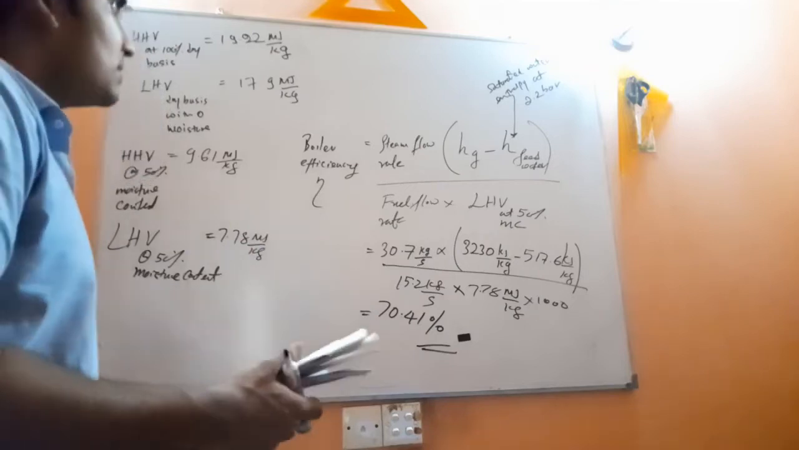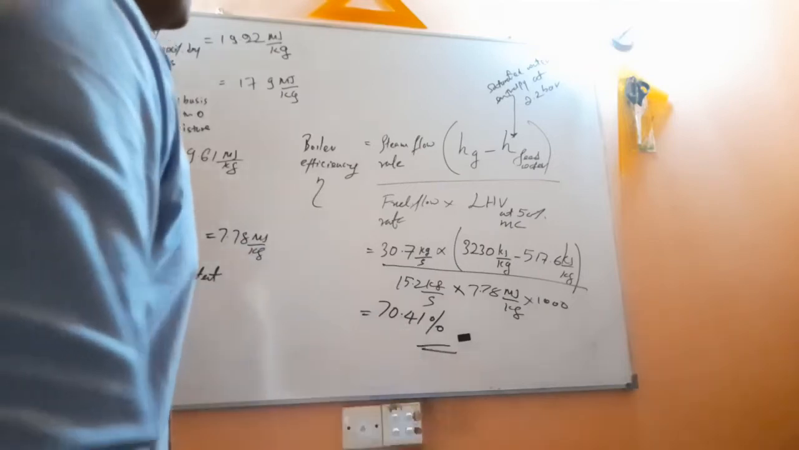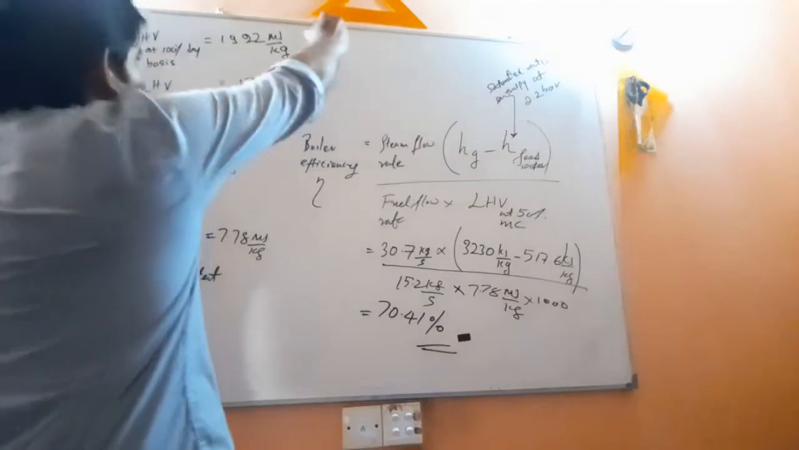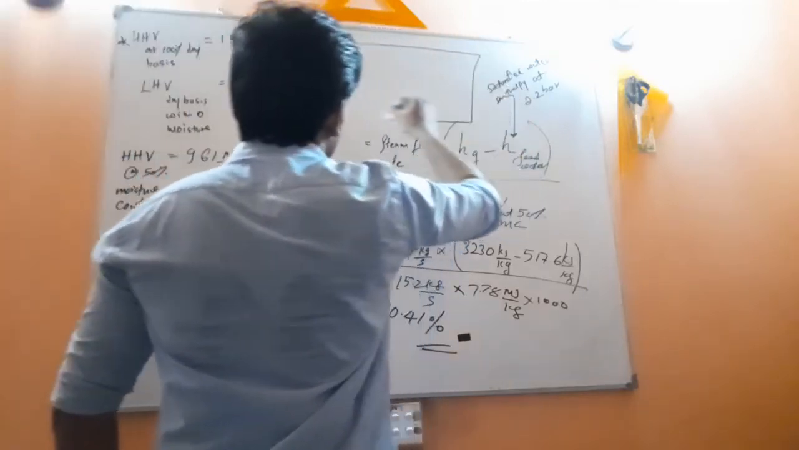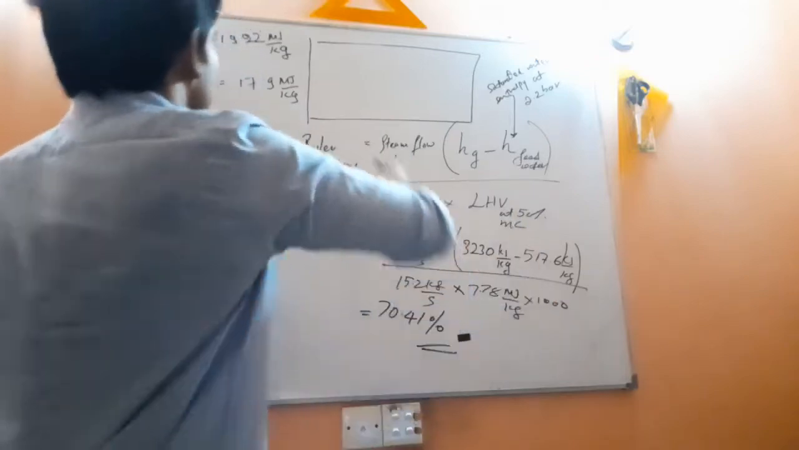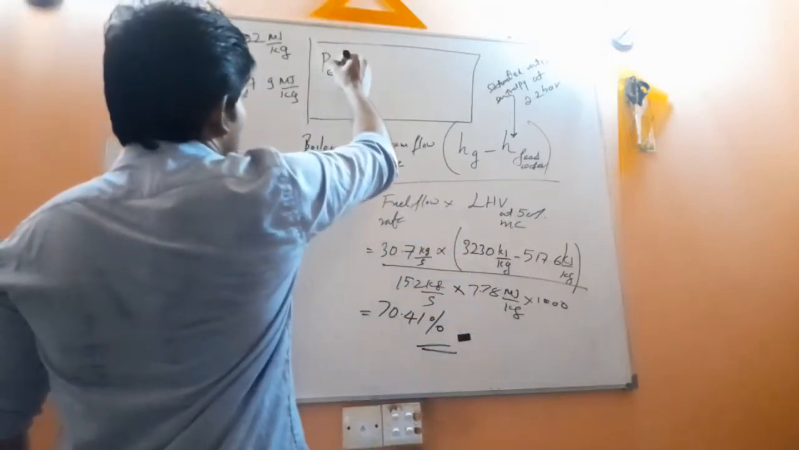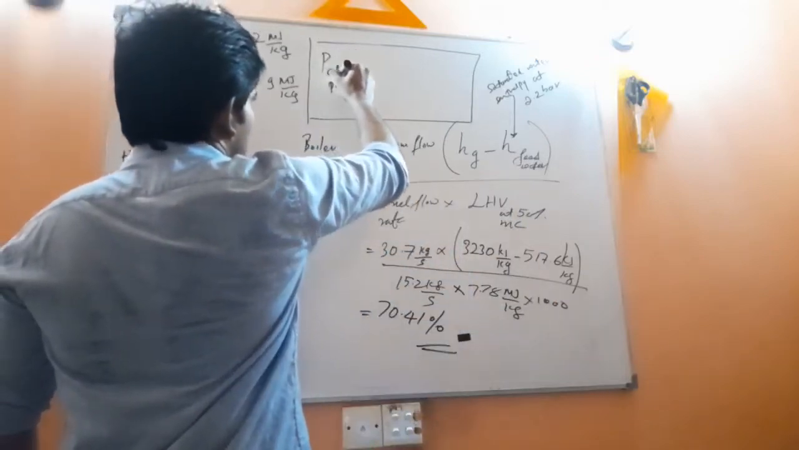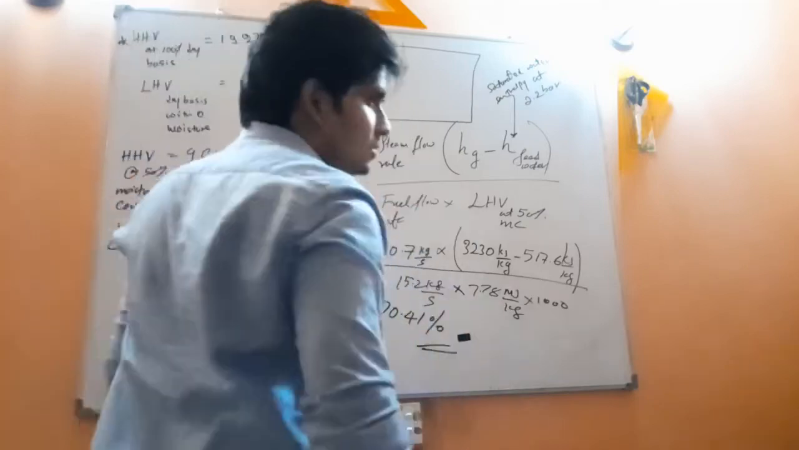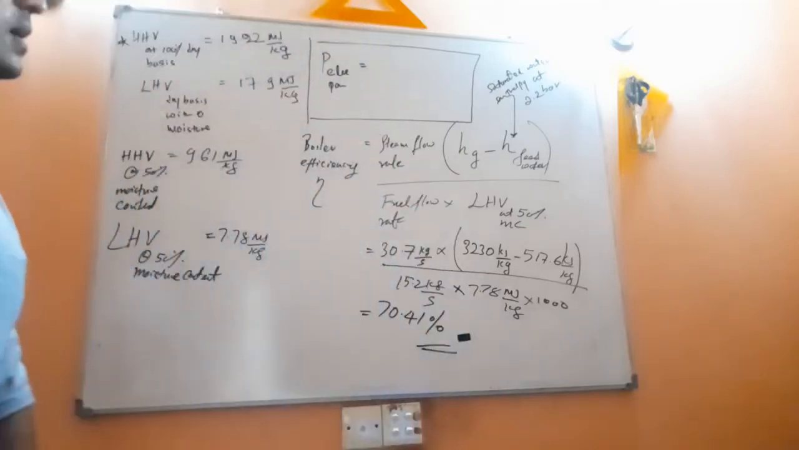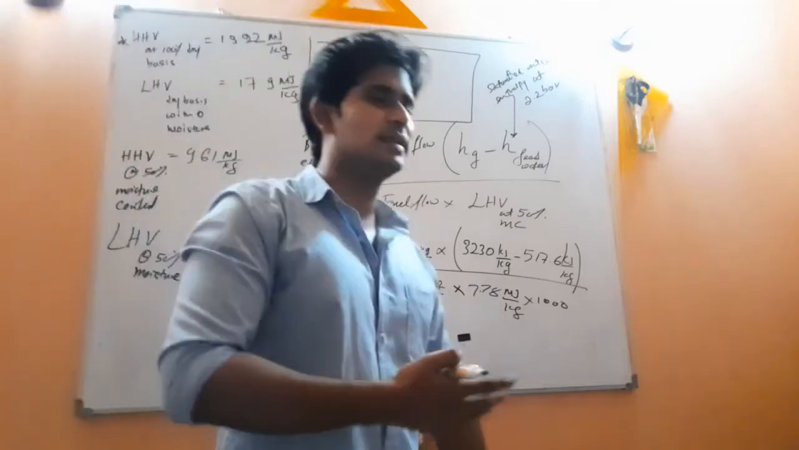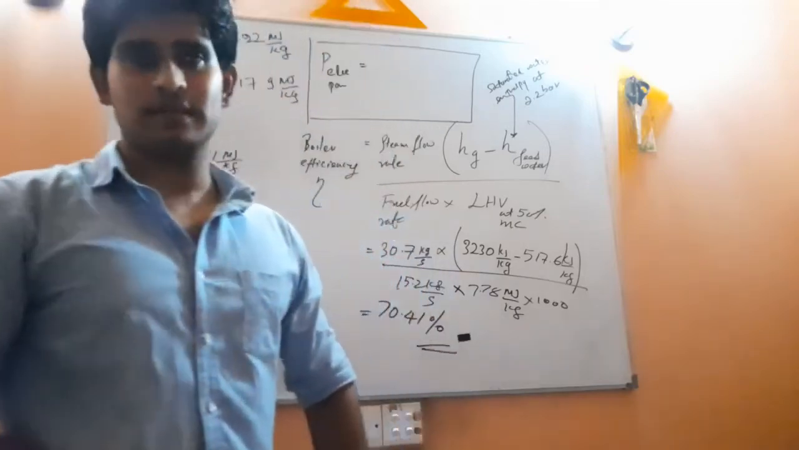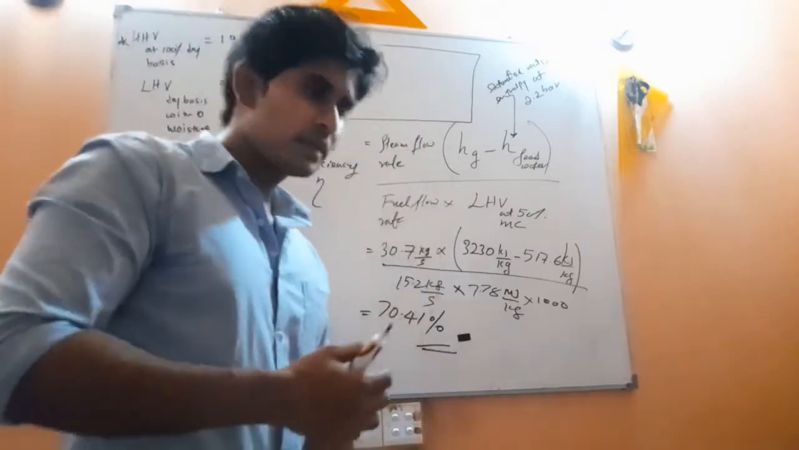What is the next part they are asking? Electrical power generation. Okay, I will solve that part here. I hope you can see the board. Electrical power generation. Let's say P, electrical power. So you know, boiler produces steam, and that steam is sent to the turbine to produce electricity, right? So what is the electrical power?